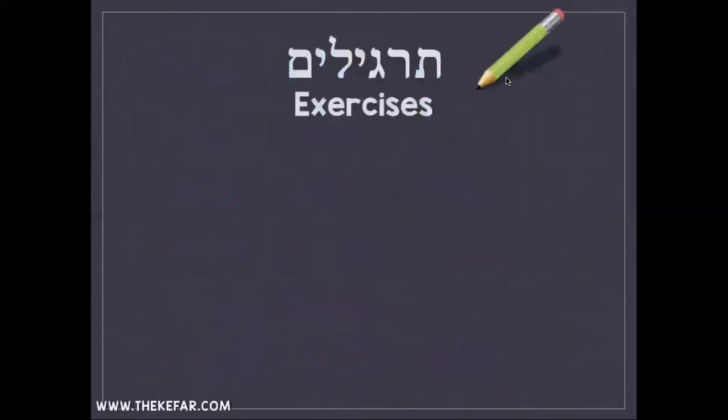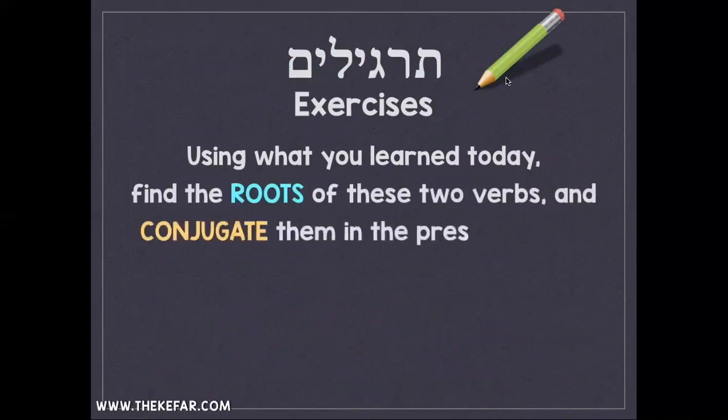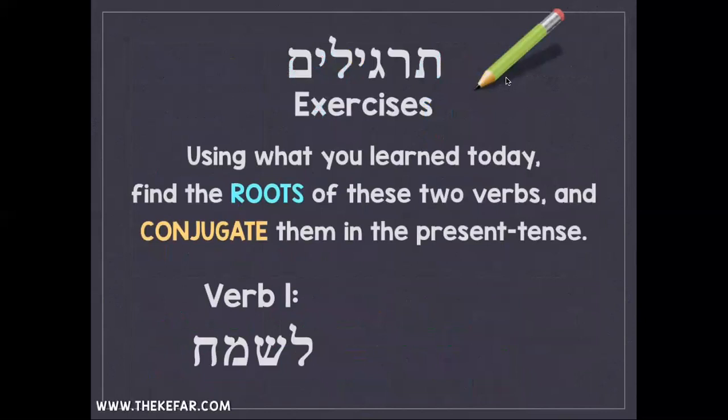All right, so as always, leaving you with some exercises so you can practice using what you learned today. Find the roots of these two verbs and then conjugate them in the present tense. Your two verbs are lesameach, which is to please or to make happy, and levatzea, to execute or to perform. Lesameach ends in the chet, and levatzea ends in the ayin.